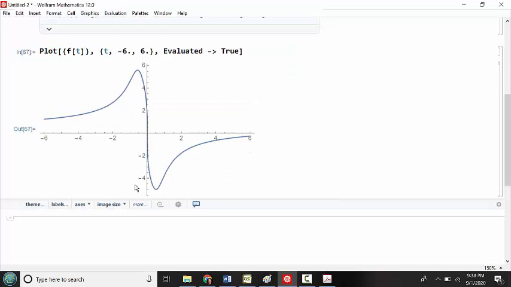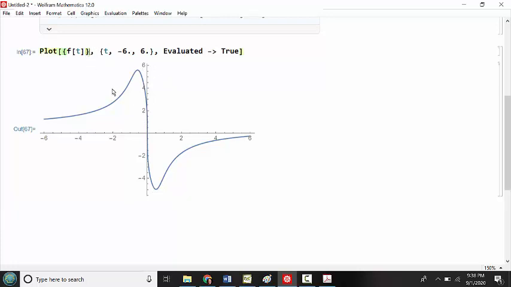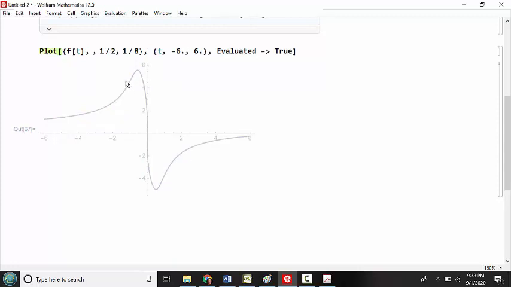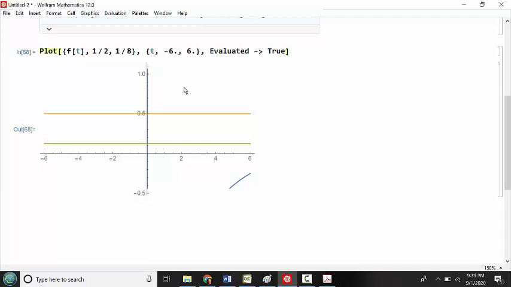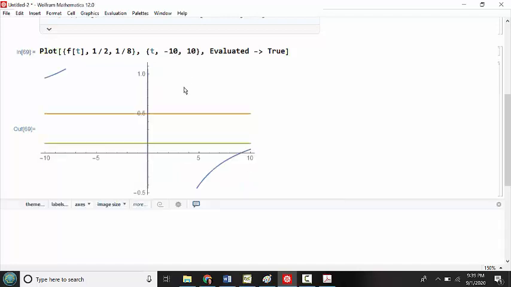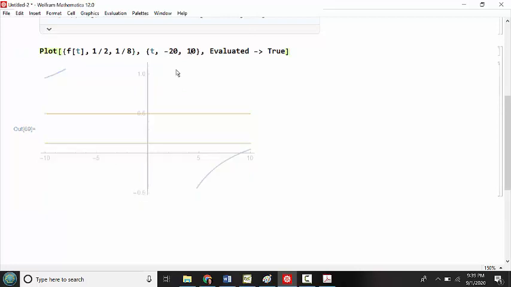That's because it's changed the axes. Before I went down to 4 and up to 6 on this axis. As soon as I put in 1/2 and 1/8, in order to see them better, Mathematica is zooming in on the y-axis, and that's why the graph got a little bit funky. Now we only go from -1/2 to 1. But we could also change the range, maybe going from -10 to 10. That doesn't really help us. Let's try going from -20 to 20.